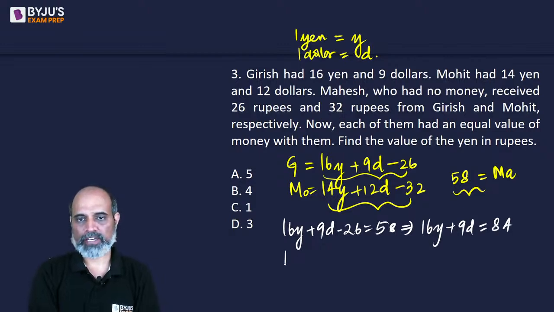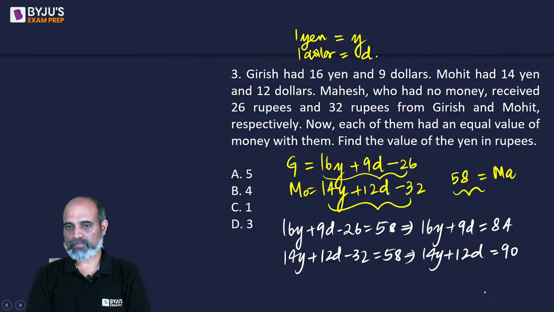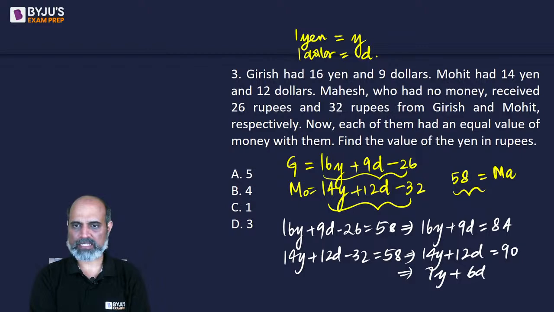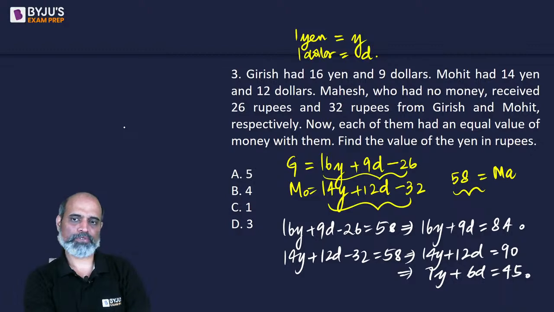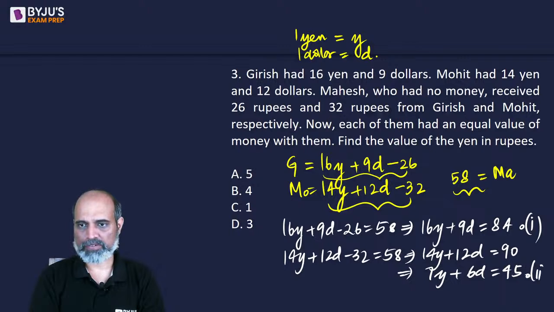And for Mohit, we have got 14y plus 12d minus 32. This is also equal to 58. So we get 14y plus 12d is equal to 58 plus 32, which is going to be 90. We can divide this entire thing by 2 and we get 7y plus 6d is equal to 45. Now looking at these two equations, let's say this is our first equation and this is our second.